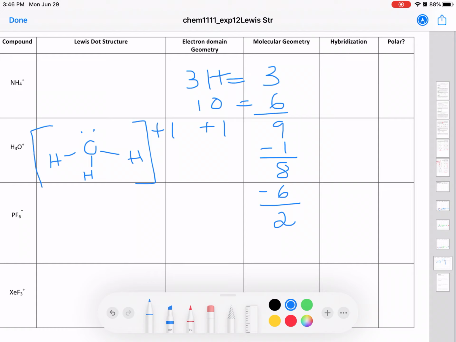+1. How do you get that +1? Remember, that's the formal charge. Group number for oxygen is 6 minus the number of electrons on oxygen 2 plus the number of bonds 3, so 6 minus 5 plus 1, so the oxygen formal charge is +1. That's why hydronium ion has a +1 charge.